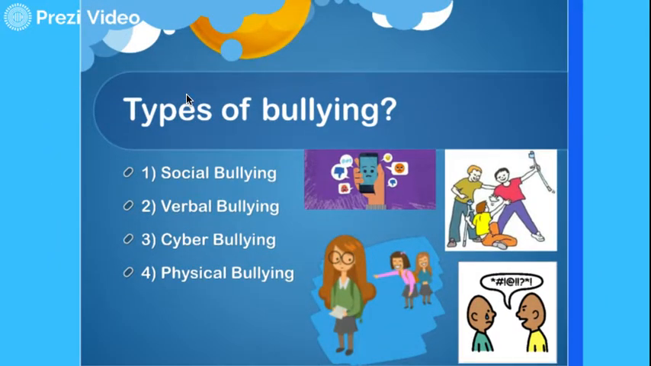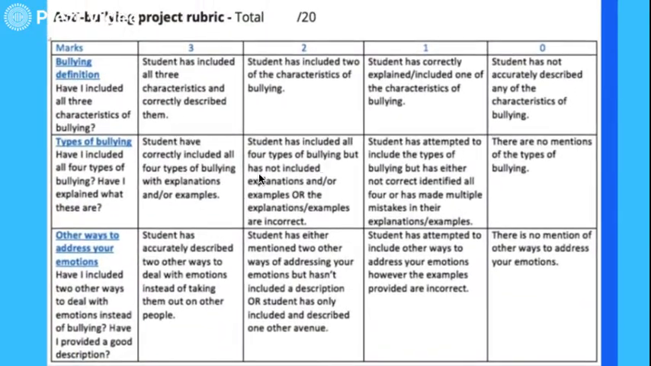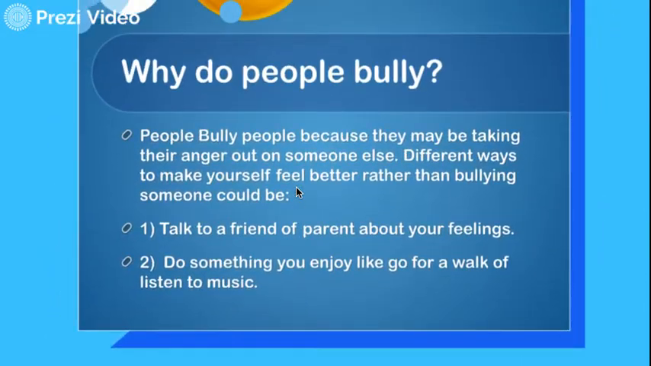Types of bullying. So the success criteria here was I can identify and explain what the 4 types of bullying are. So I've only given them 2 out of 3 marks. They've identified all 4 types of bullying, but they haven't actually given me an explanation, even though they've put those photos there. So we can see here they've included all 4 types, but they have not included an explanation. So that's 2 out of 3 marks.